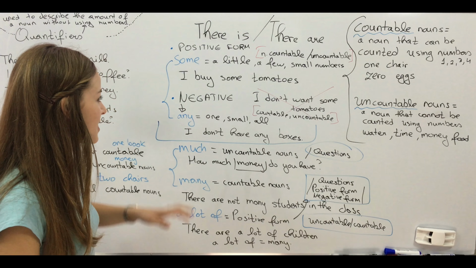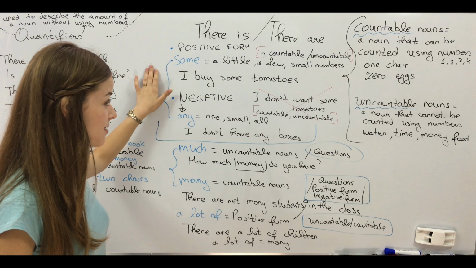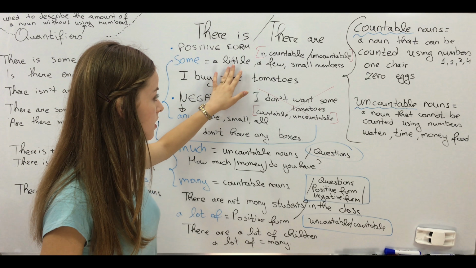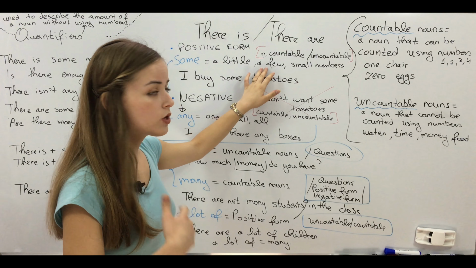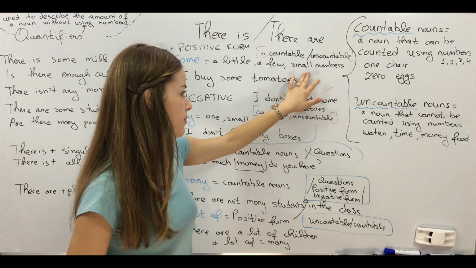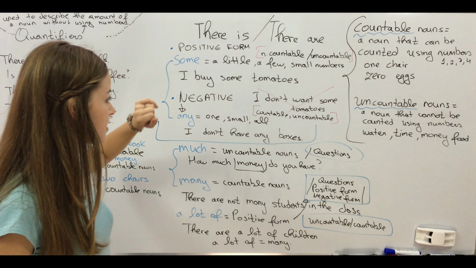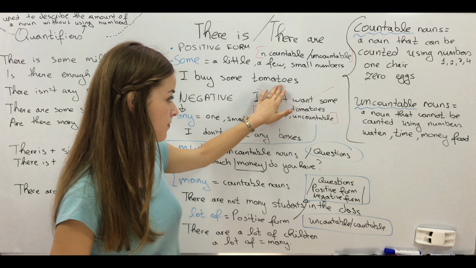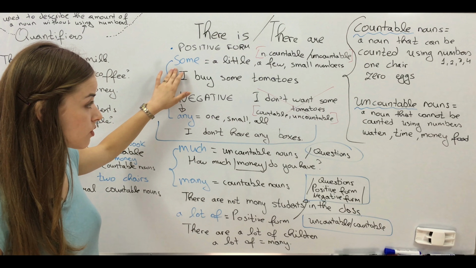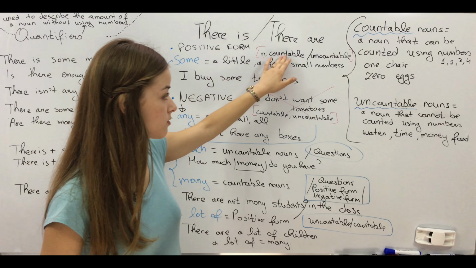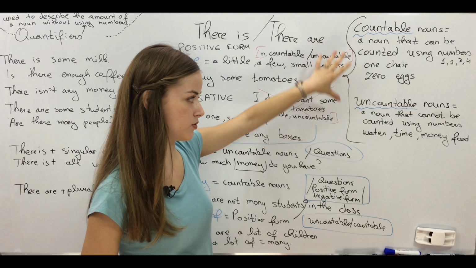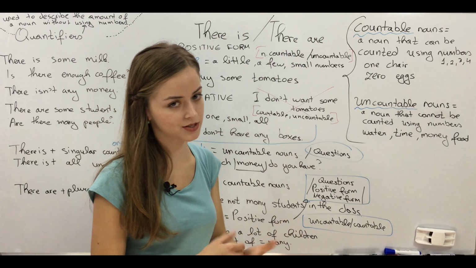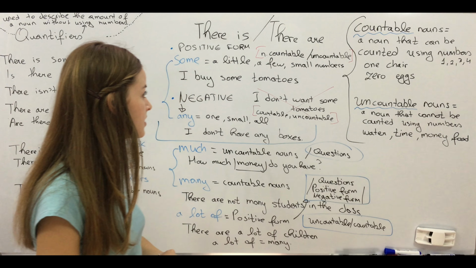So let's start with some. The meaning of some is a little, a few, or we use it when we talk about small numbers. We have a sentence, I buy some tomatoes. Remember, some is always used with countable and uncountable nouns, so both of them. You have no problems to remember anything else.